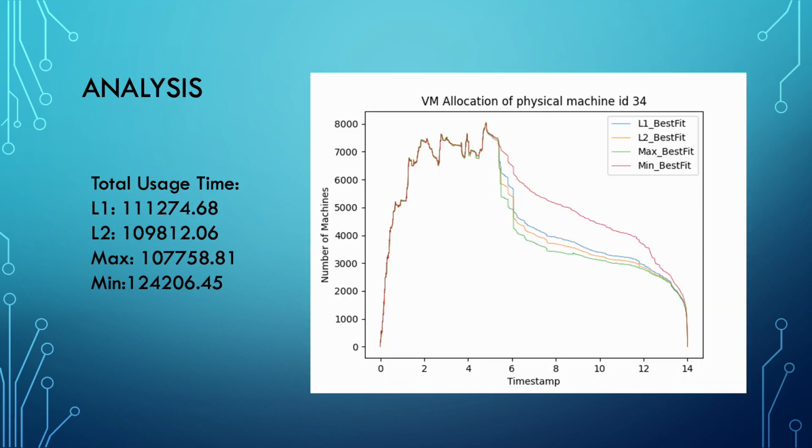Next, I will be showing how I analyze the data. After running the algorithms on each scenario, we can get the total number of machines or bins at any point of time, and we can plot the graph on the right. With this, we can calculate the total usage time of all bins for each algorithm.